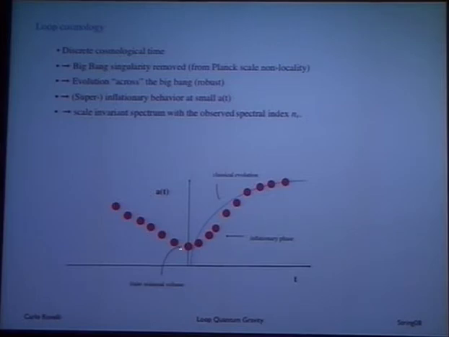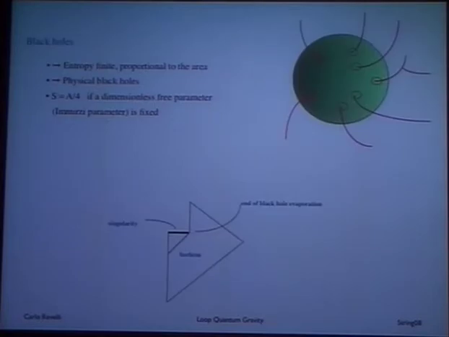There is indication of an inflationary behavior at the beginning, the calculation of the spectral index, scale invariance. I'm not going into the detail. A classic result in the theory from a few years ago is in regard to black holes. The entropy can be computed, is finite, is proportional to the area. The calculation can be done for physical black holes, Schwarzschild, Kerr, and the coefficient 1 over 4 is obtained only by adjusting a free parameter that floats around in the theory, which I'm happy to answer any question about if you have any.